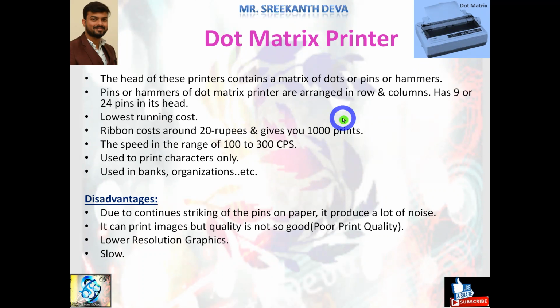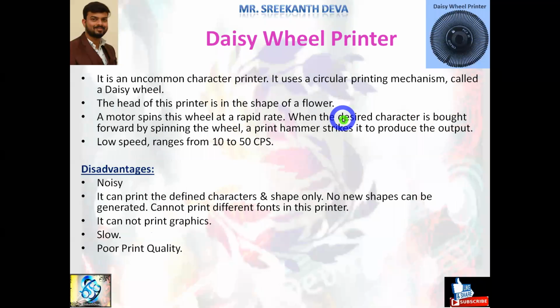Next we move to the daisy wheel printer. It is an uncommon character printer. It uses a circular printing mechanism called a daisy wheel. The head of this printer is in the shape of a flower. You can see here what it looks like.